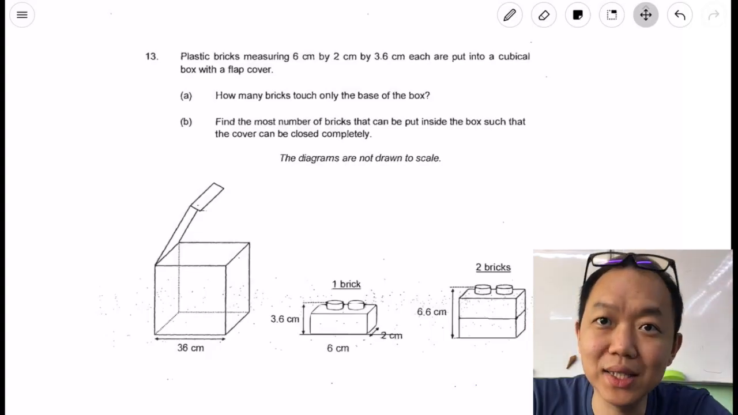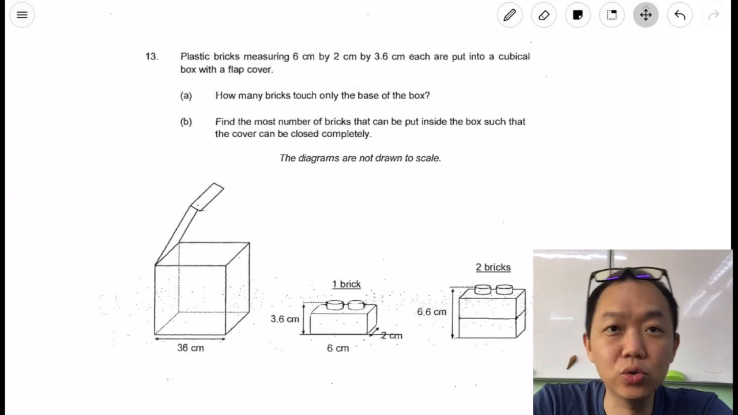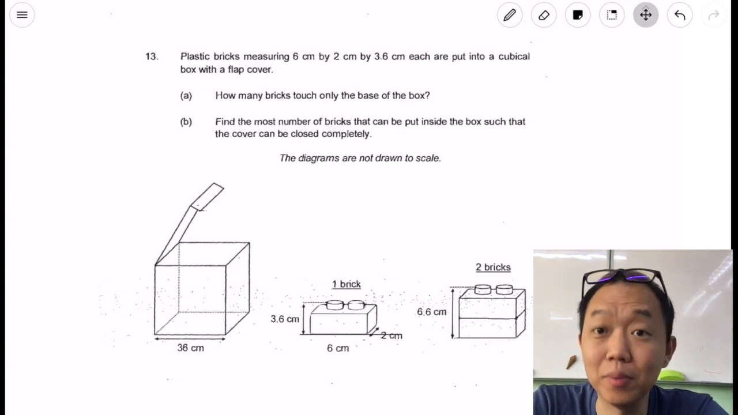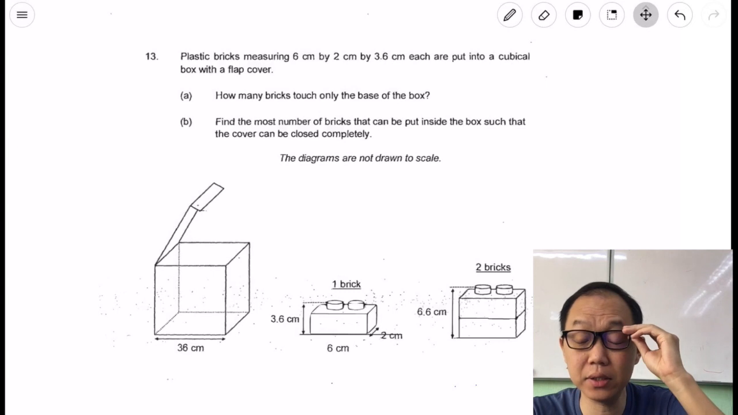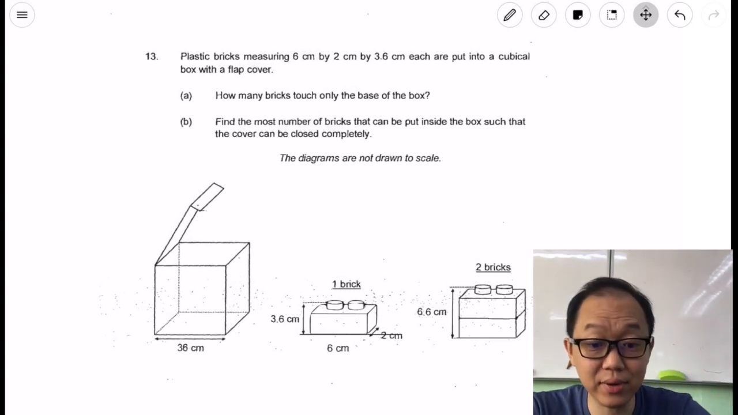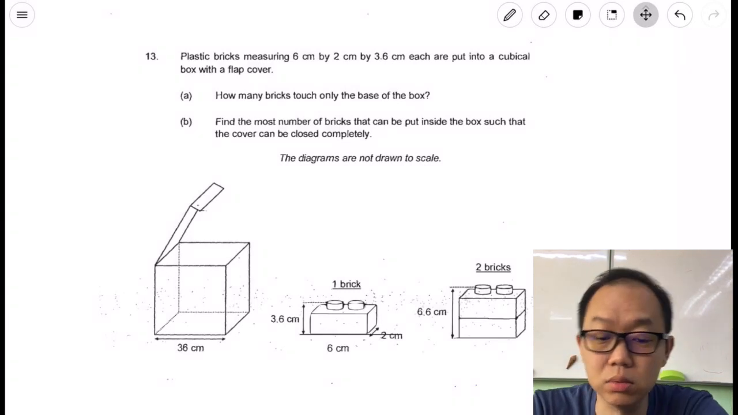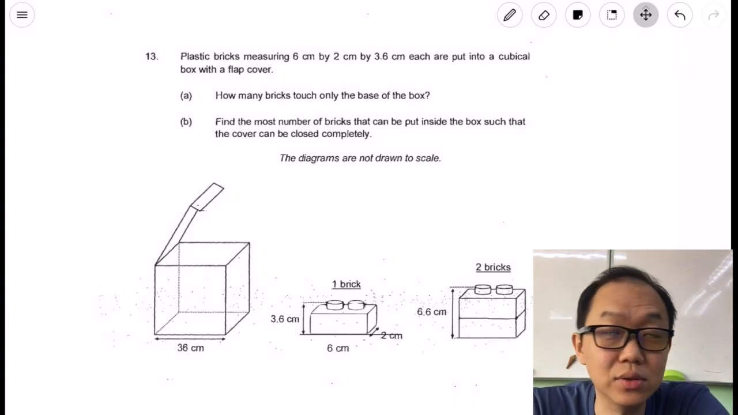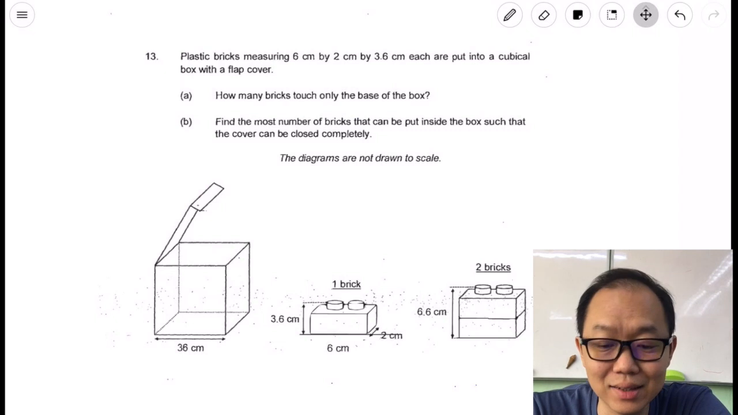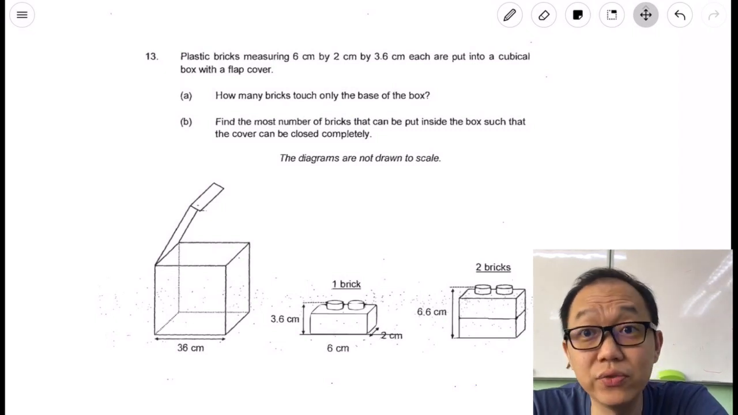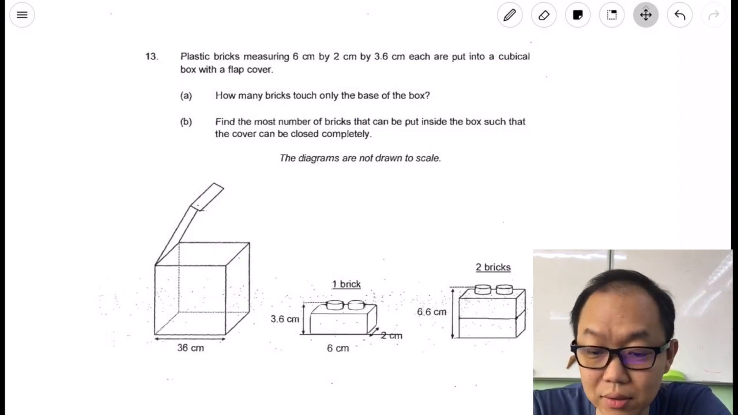Hello everyone, it's me once again. We're going to go through the questions right now. Looking at the first one, it's the last 5 questions from Taonan, last year's prelim paper. I haven't gone through these questions before, so I'm not sure if I'm going to get them correct. These are my first reactions from looking at the questions.